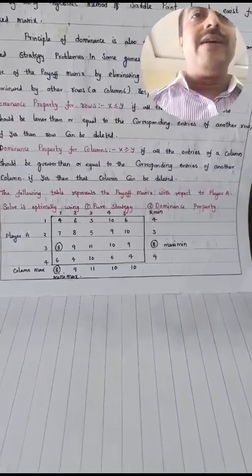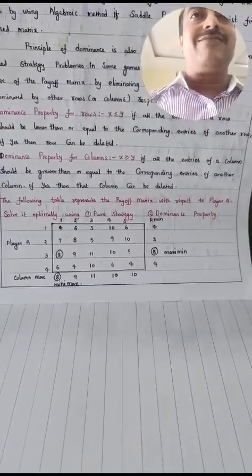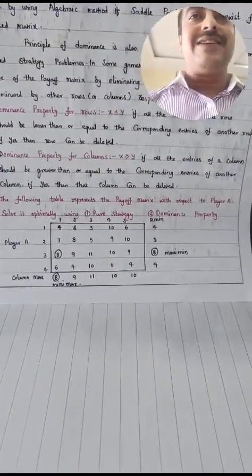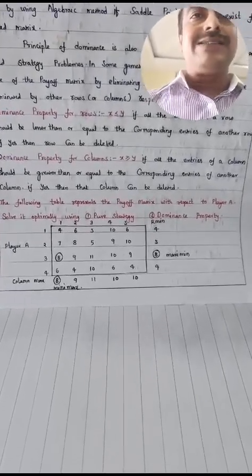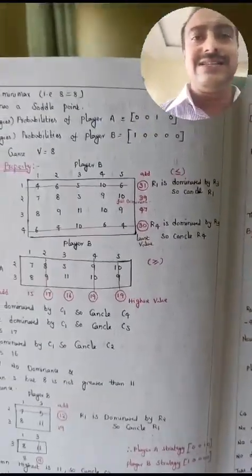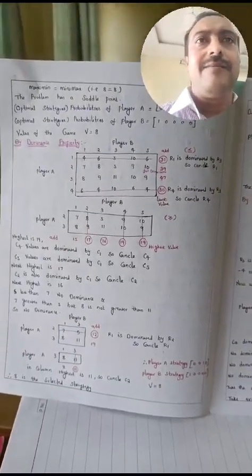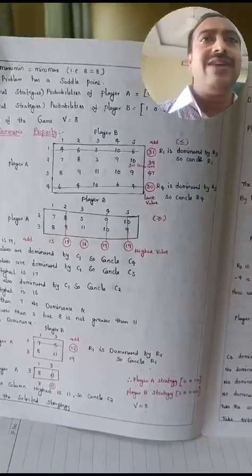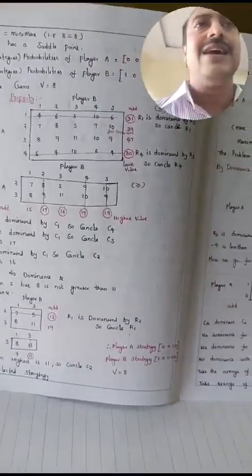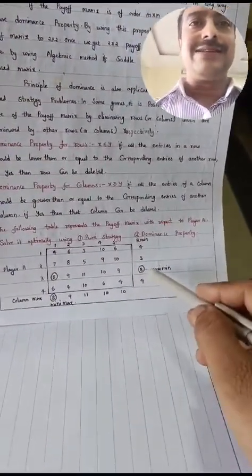So when maximin is equal to minimax, it is said to be a pure strategy, and the value of the game is taken as 8. The strategies for players A and B are the probabilities where 8 occurs, and for player A, 8 occurs in the third position.